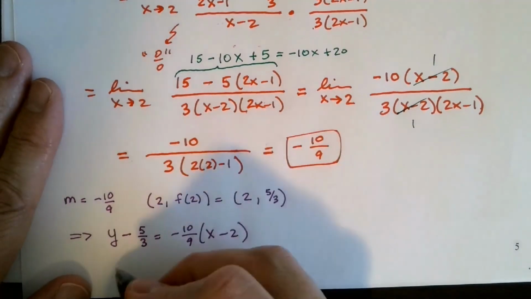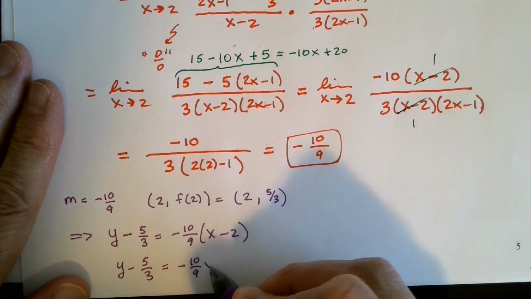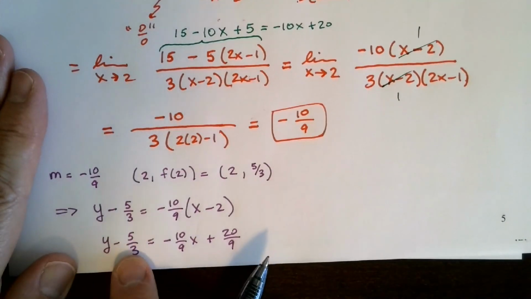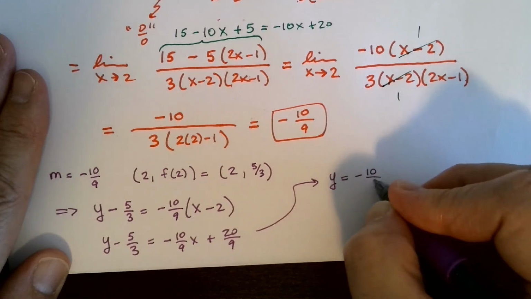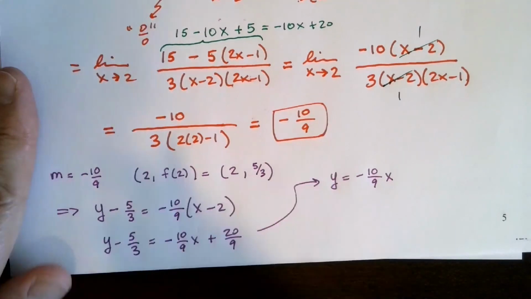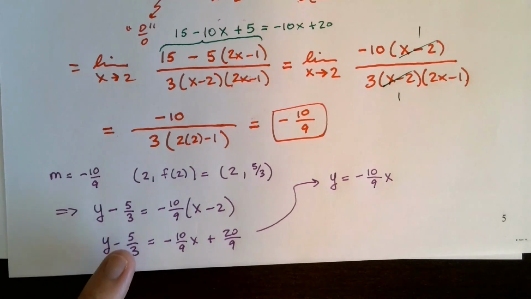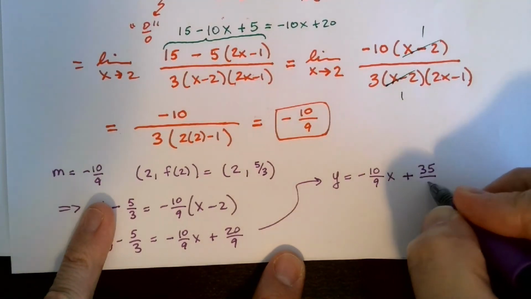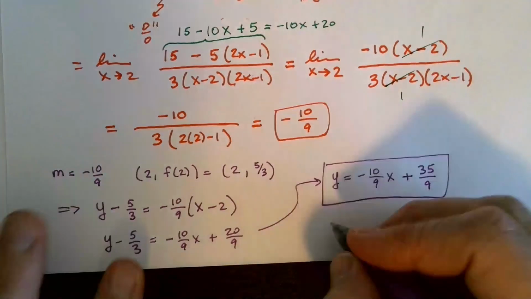Solve for y to make it a little bit nicer, and I'm going to distribute the negative 10 ninths, so I get negative 10 ninths x, negative times negative, positive 10 times 2, 20 ninths, and then I want to add 5/3. And when I add 5/3 to 20 ninths, I need a common denominator, don't I? 20 ninths plus 5/3. Common denominator is 9. So I get 20 ninths plus what? Multiply top and bottom by 3. 15 ninths. 15 ninths and 20 ninths is 35 ninths. Okay. And there's the equation of the tangent line.